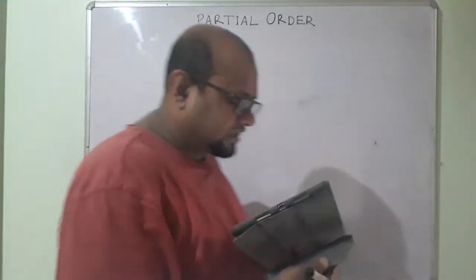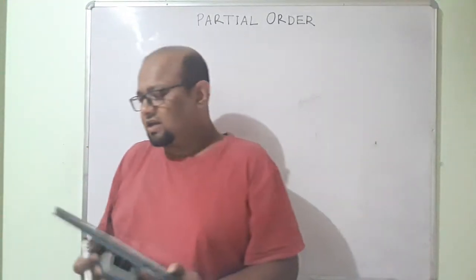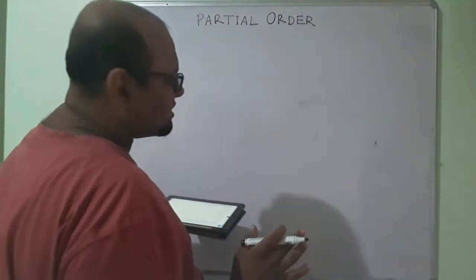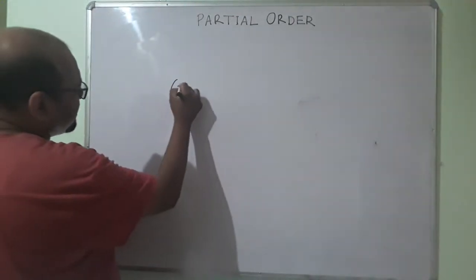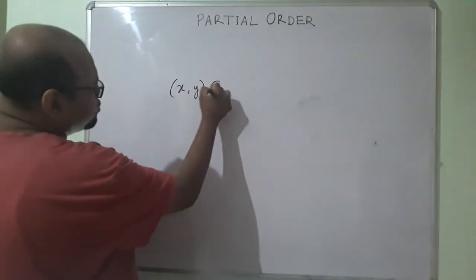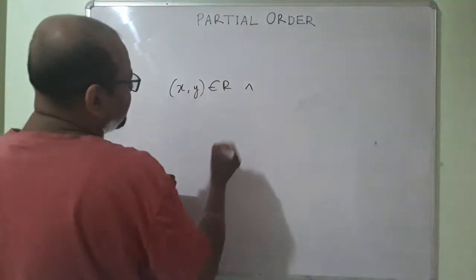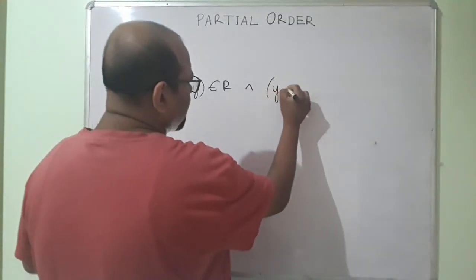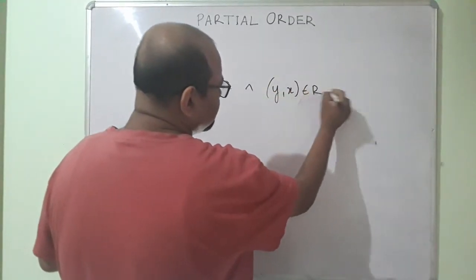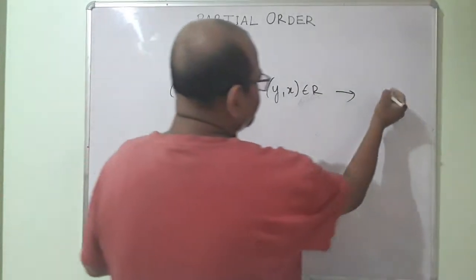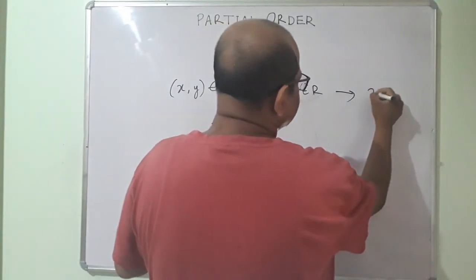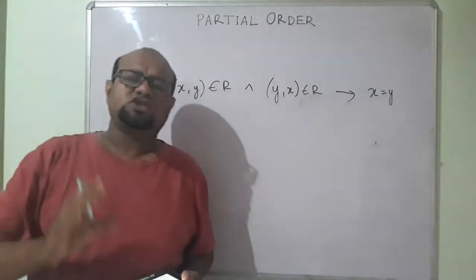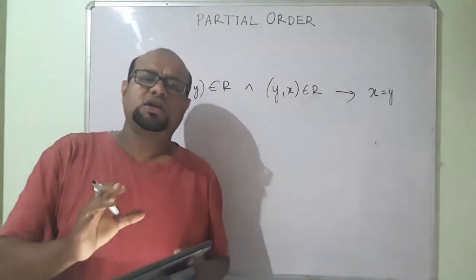Okay, I said that I will talk a little bit about antisymmetric. So what does antisymmetric mean? Antisymmetric means that if (x, y) belongs to the relation, and (y, x) belongs to the relation, then x has to be equal to y. Only in this case can (x, y) and (y, x) both belong to the relation.